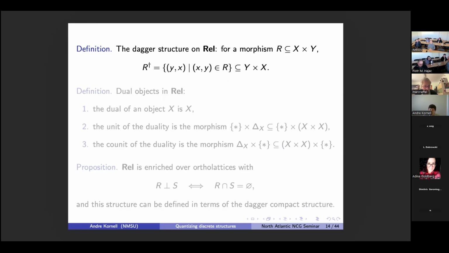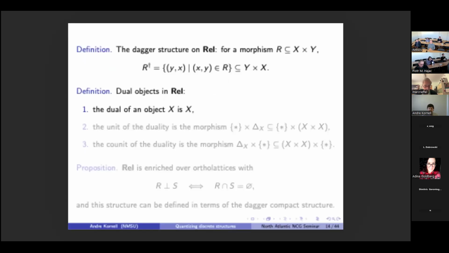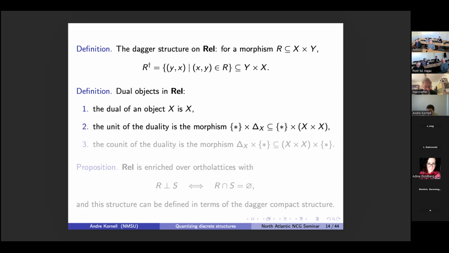The other half of the structure is on this slide. We can take the converse of a relation. This is reversing the direction, as Piotr said. And for the converse relation, we're just changing the order of entries in every pair, and we get a relation going in the other direction. For dual objects, the story is quite straightforward. The dual of every set X is that set. The unit of the duality is this relation, singleton times the diagonal. And for the co-unit, we do the opposite thing. It's diagonal times singleton. So a very familiar structure. The unit and the co-unit are basically equality relations. And finally, as we've already observed, REL is enriched over ortholattices.